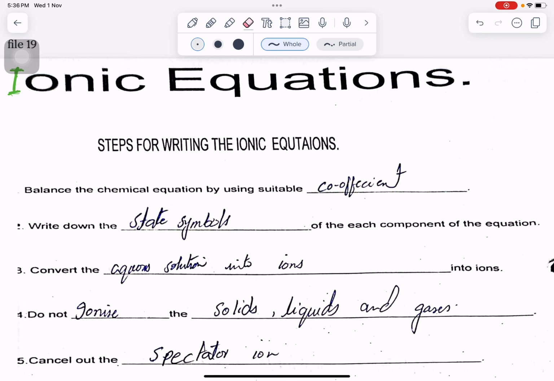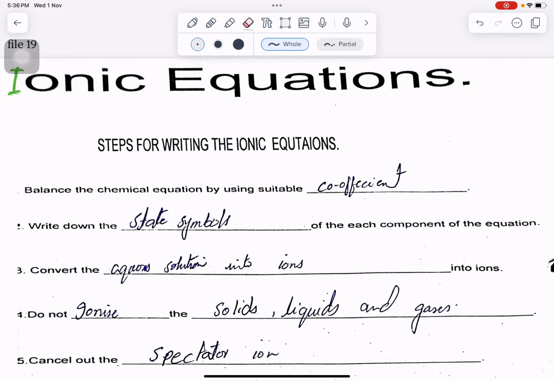Today we are going to learn how to balance chemical equations, how to make ionic equations basically. So you have to follow some steps to do that. Now, the first step is to balance the chemical equation by using the suitable coefficient. How to balance chemical equations, I have already discussed in a detailed video which I have also uploaded on YouTube. So you can go on YouTube and watch that video to clear your concept and to learn how you can balance the chemical equations.